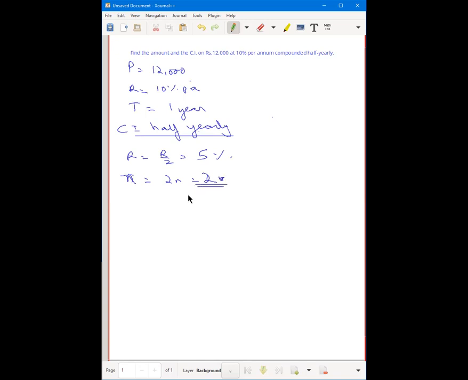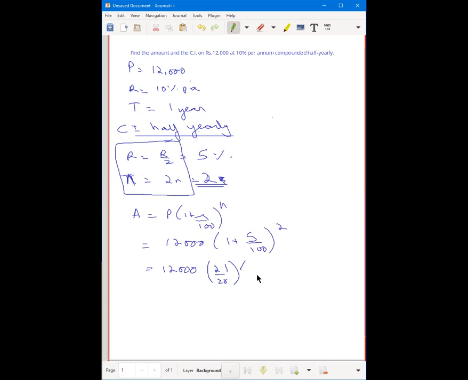Okay. Remember this. R will be R upon 2 and n will become 2n. So that's 2 into 1, which will be 2. So now we use the formula A is equal to P into 1 plus R upon 100 raised to the power of n, which will be 12,000 into 1 plus 5 upon 100 raised to the power of 2. Did you get this, Rishima? Sara Bastani? Yes. So work this out. That's 12,000. Again, that's 105 upon 100, which you know is 21 upon 20. So that'll be 21 upon 20 into 21 upon 20.